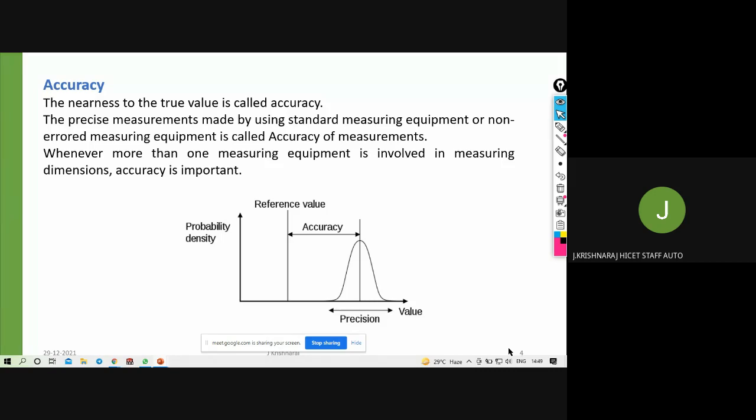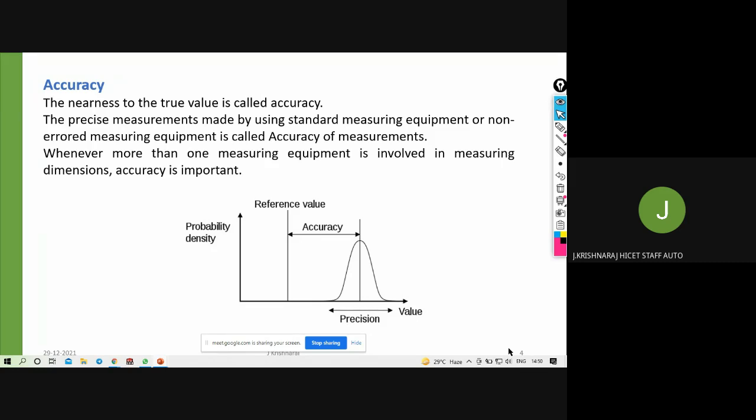If you are measuring with different gauges, we have to use different gauges for measuring a single object. The accuracy may differ, whether it is a steel rule, vernier caliper, screw gauge, or CMM, whatever it is. So the accuracy of values will vary, just as it does between a lathe and CNC, right?